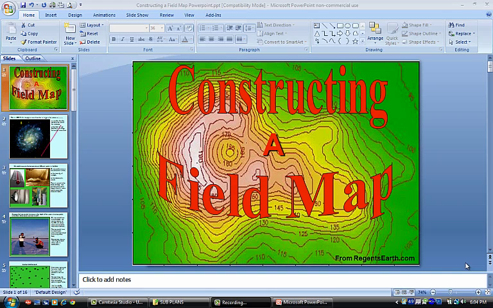Good afternoon, class. Now we're going to do a mini lesson on constructing a field map. We did this in lab yesterday, but making isolines and isotherms can be a complicated topic, so we're going to go over this one more time in class. So, as a brief review, going over how to construct a field map.